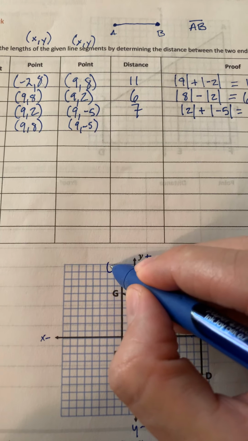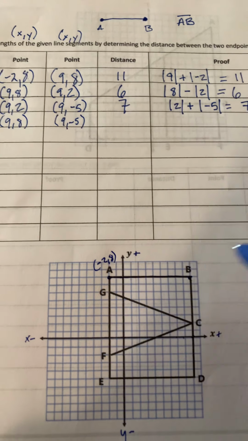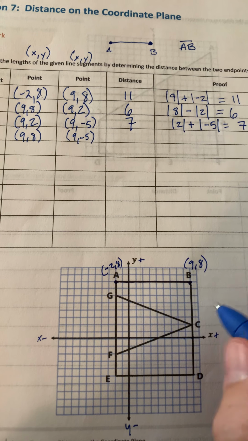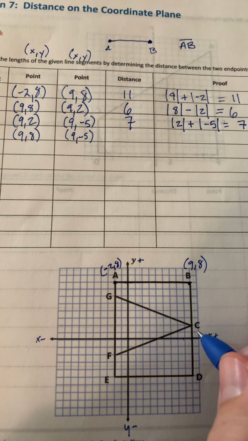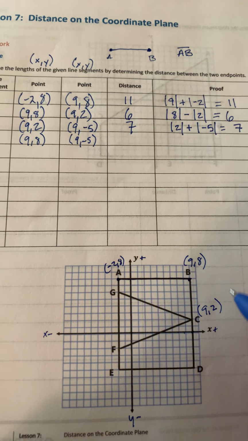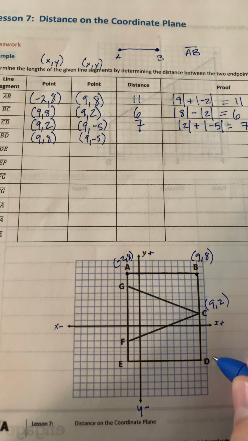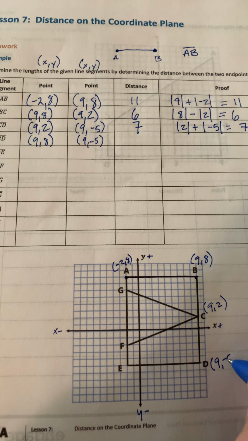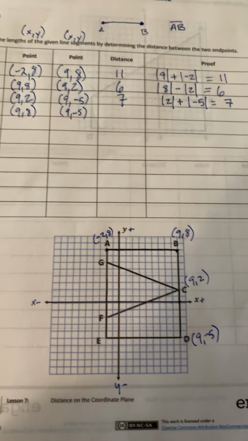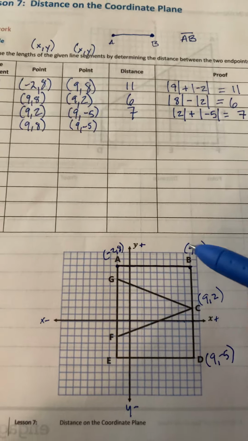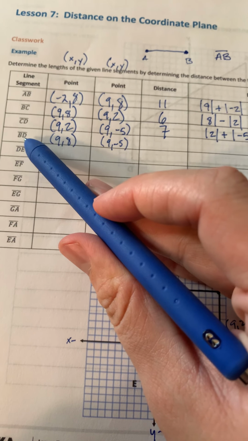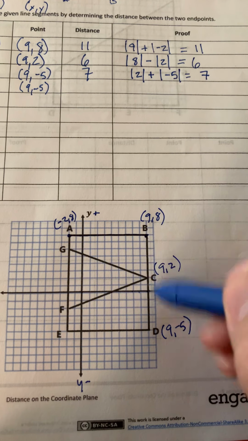So point A is -2, 8. Point B is 9, 8. This is more helpful. Point C is 9, 2. And point D is 9, -5. And I guess this makes it a little bit, I don't guess, it makes it way easier. So now I'm going to count the distance from point B to point D.